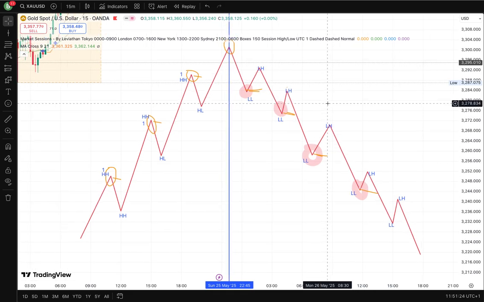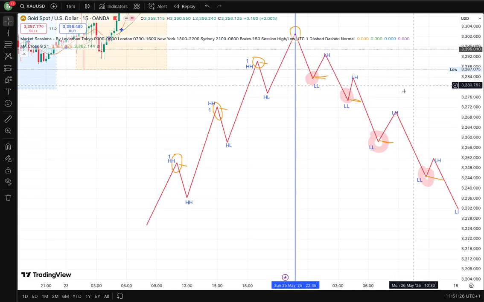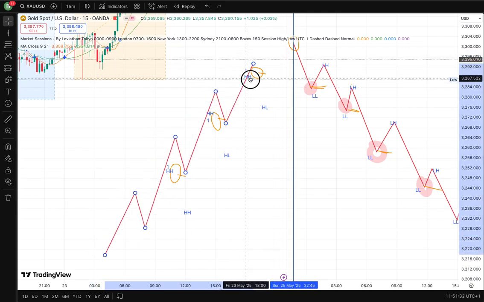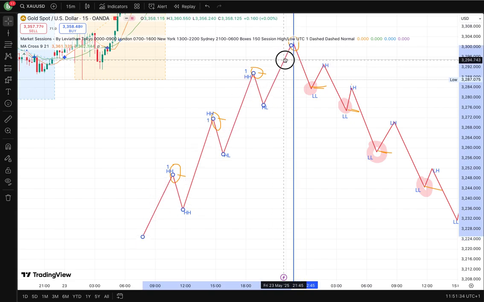So if the trend is uptrend, it's going uptrend, so I'm expecting that I want to buy. I'm expecting that I want to buy.